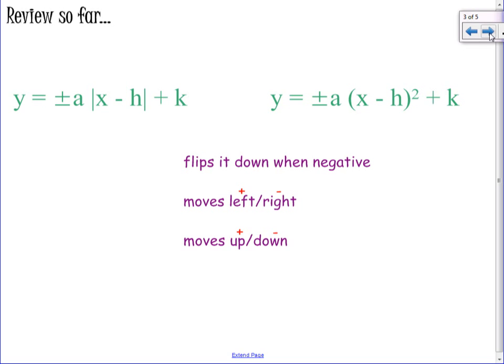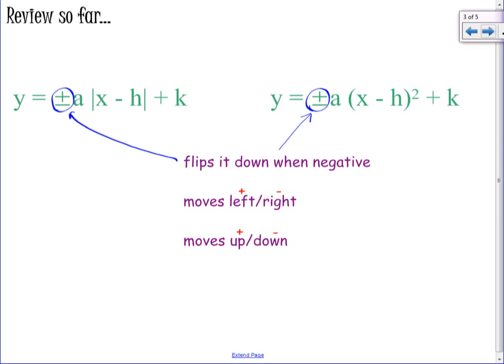This was the first thing we looked at on the first slide at the bottom. Plus or minus. Yes, right here. This tells you if it's going to be flipped upside down or not. So let's circle this. That's what that tells you.